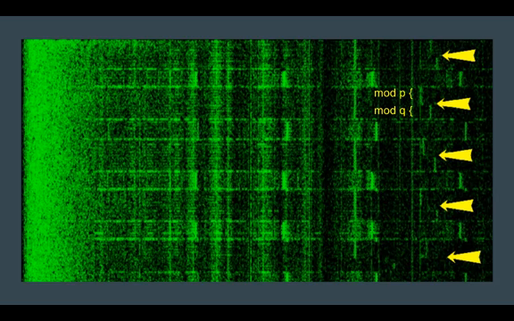Here we have 5 different keys, and for each of them we could hear P and then Q. Let's hear it one more time.